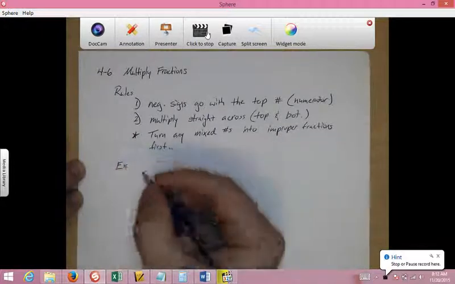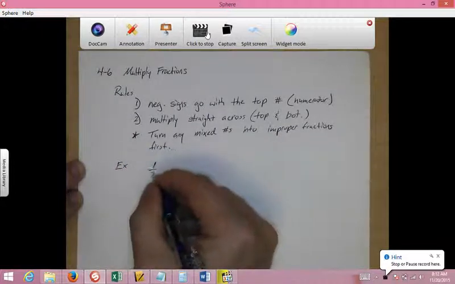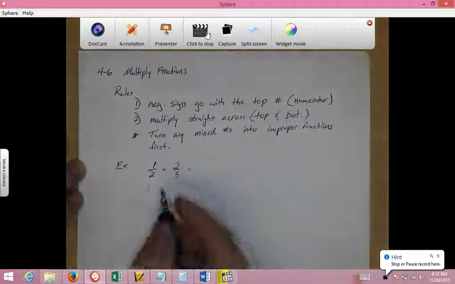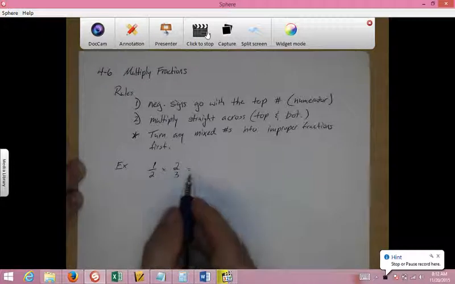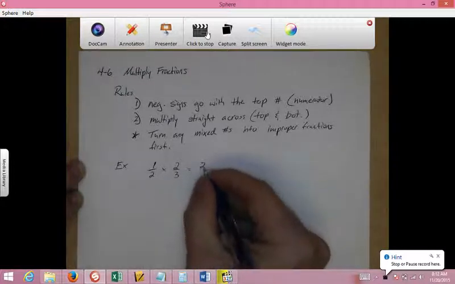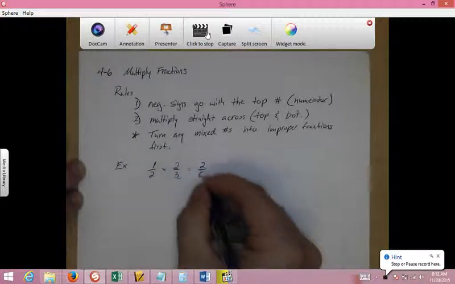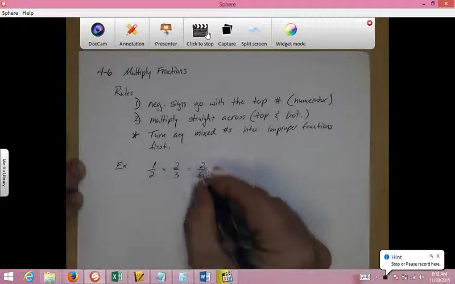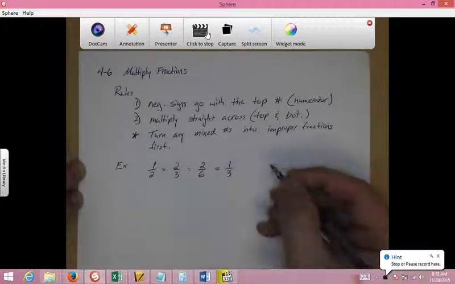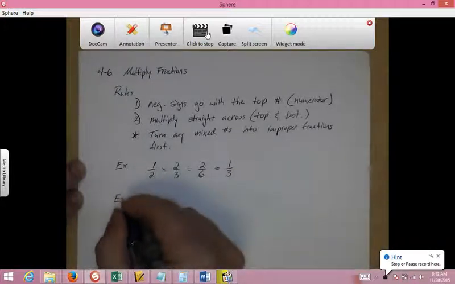We'll start out with the easy ones. 1/2 times 2/3. So, no improper fractions, no negative signs to worry about. Just go straight across on top and bottom. 1 times 2, 2. 2 times 3, 6. We can reduce this. Top and bottom are both even, so I can divide them by 2. I get 1/3.